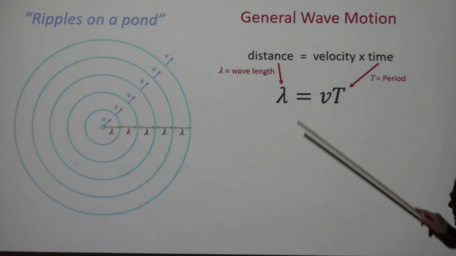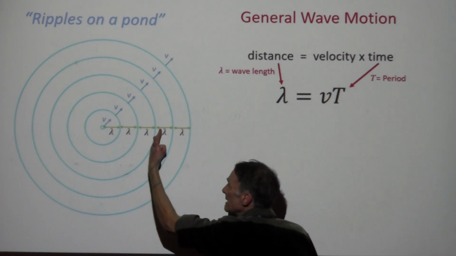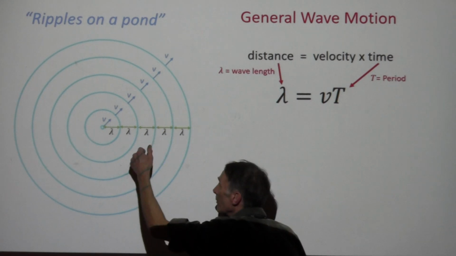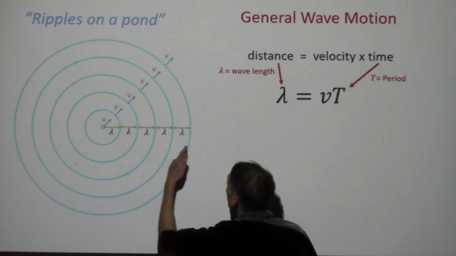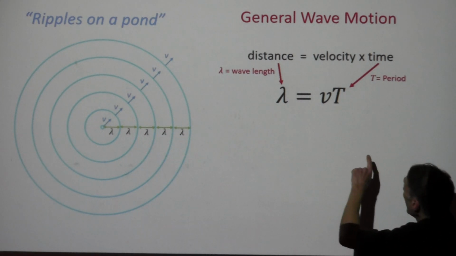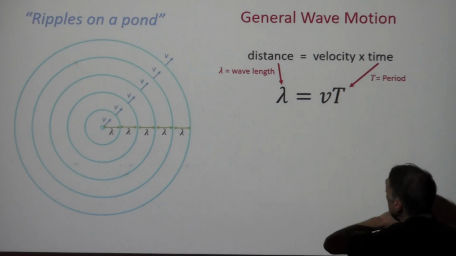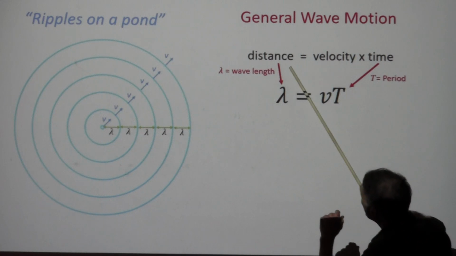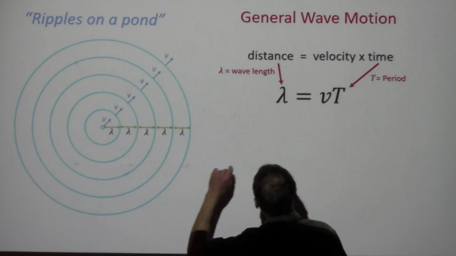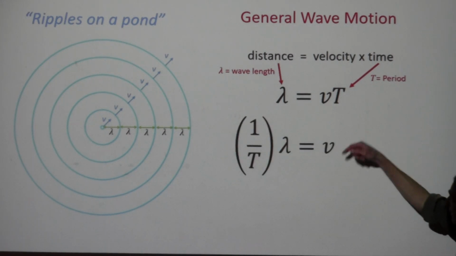Imagine you're sitting in a little boat here and one of the waves hits and you take note of it, you hit your stopwatch and you time it for the next one to come, and then the next wave hits. That time between those waves is what we call the period, capital T. The velocity would be the speed of that wave, and the distance between these wave crests would be that wavelength.